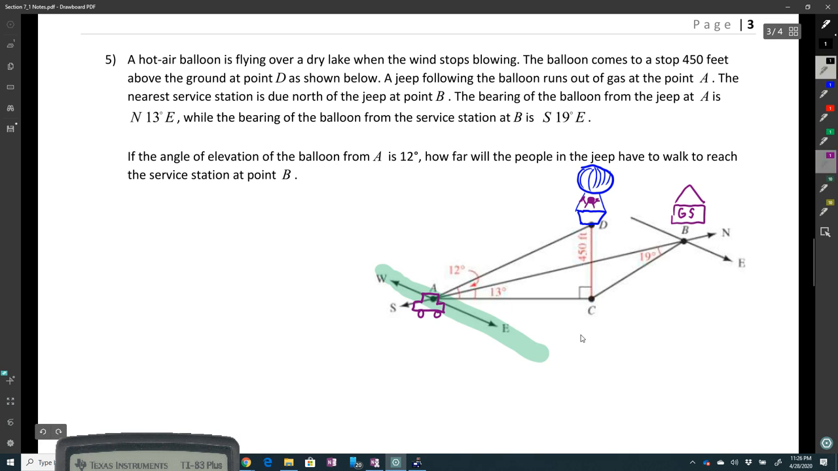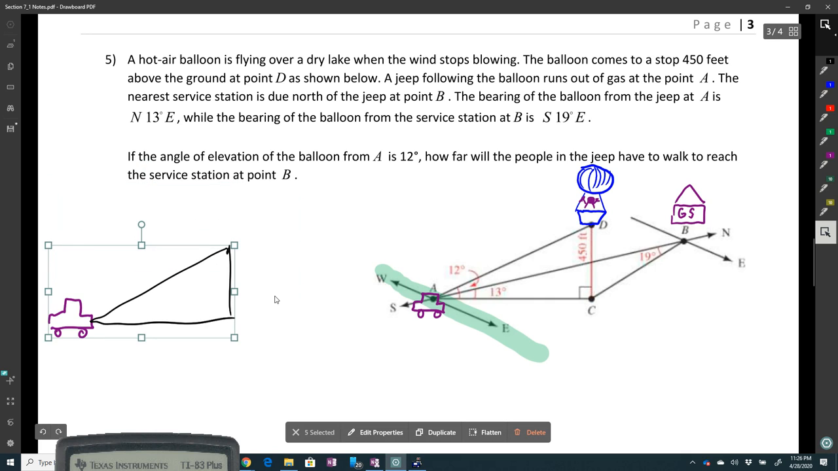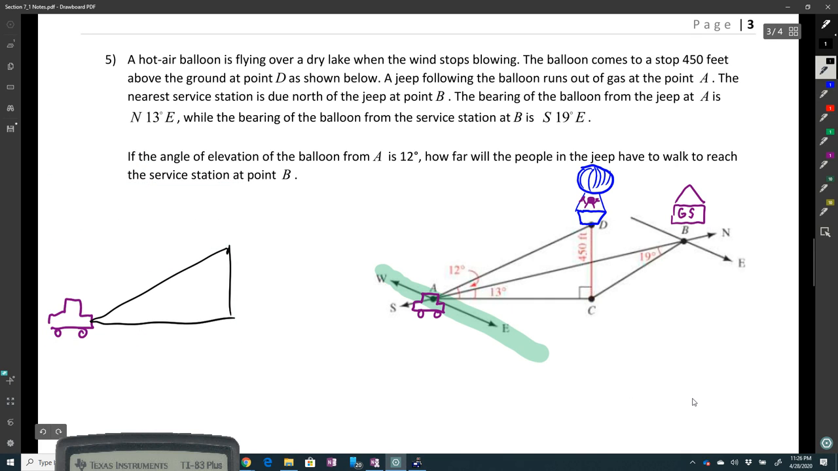So I'm going to try to isolate the pictures. We have two triangles. Now the triangle that's standing up, basically the triangle between our Jeep and our balloon. We need to work with that first before we can figure out anything else. So here, this is point C. This is point D. This is point A. They tell us that this is 450. Here's our balloon.